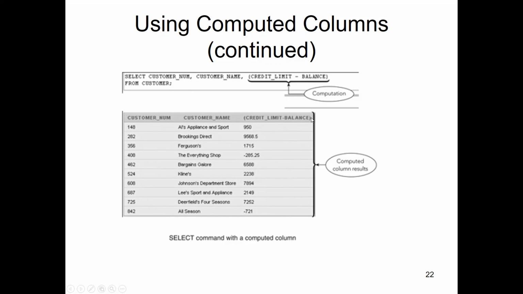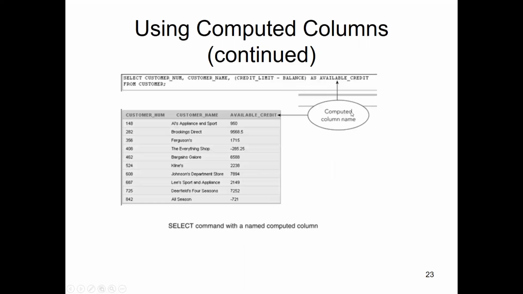Now that's kind of an ugly way of displaying that, and so you can use an alias here. That's what we've done here. If you look at this, we're selecting this column, and there's a comma there, and instead of either this column or that column, we're selecting the value in that column minus the value in that column, and then we're going to display it with this name. And so we see the new column name there, available credit, which is calculated data.